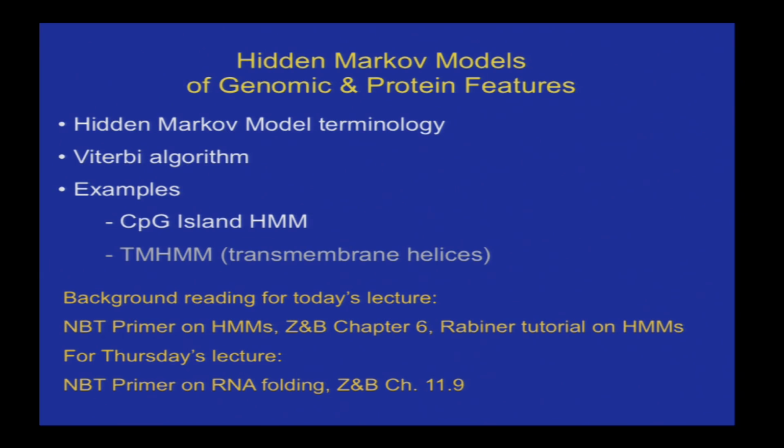So some background reading for today's lecture is posted on the course website. There's a Nature Biotechnology primer on HMMs. There's a little bit in the textbook, but really, if you want to understand the guts of HMMs, you should read the Rabiner tutorial, which is really pretty well done. For Thursday's lecture, I will post another of these Nature Biotechnology primers on RNA folding. This one has a little bit more content, takes a little bit longer to absorb probably than some of the others, but still a good introduction to the topic. And then it turns out the text has a pretty good section on RNA folding, so take a look at chapter 11.